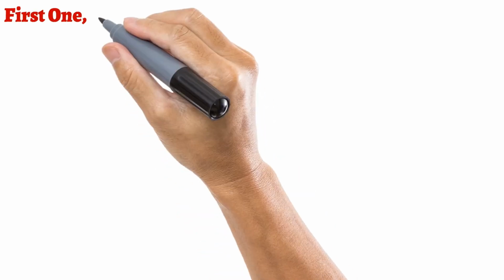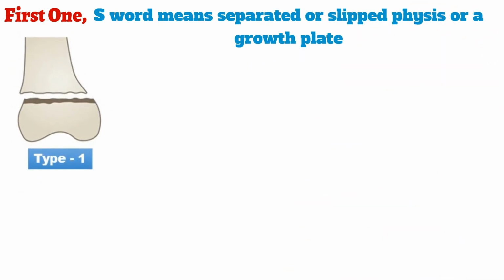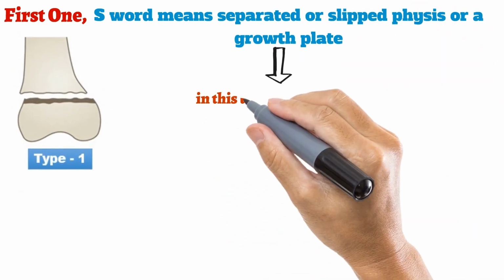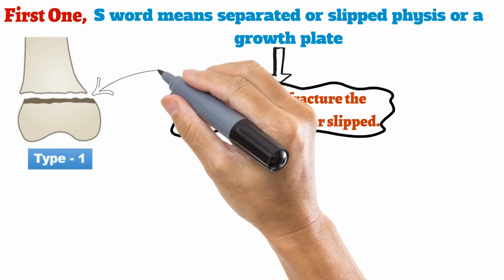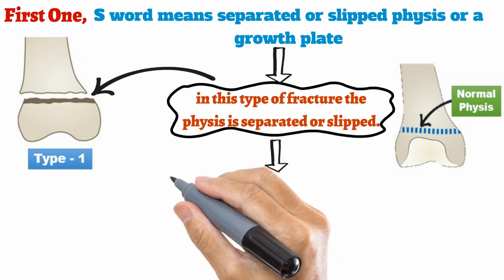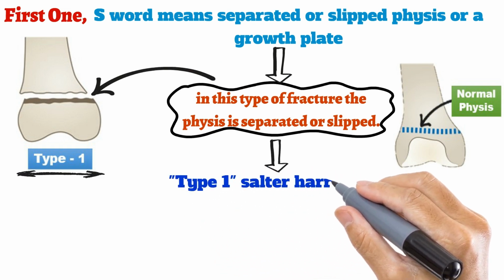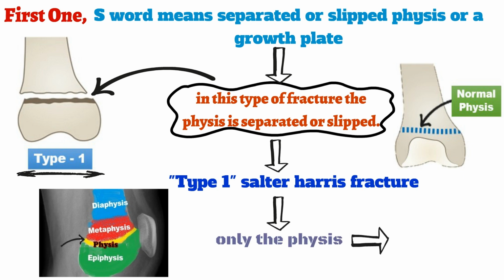Now first is the S word, meaning separated or slipped physis or growth plate. Meaning in this type of fracture the physis is separated or slipped. Exactly as you can see on the picture, the growth plate is separated. And this type of fracture is known as type 1 Salter-Harris fracture, which involves only the physis, that is the growth plate.